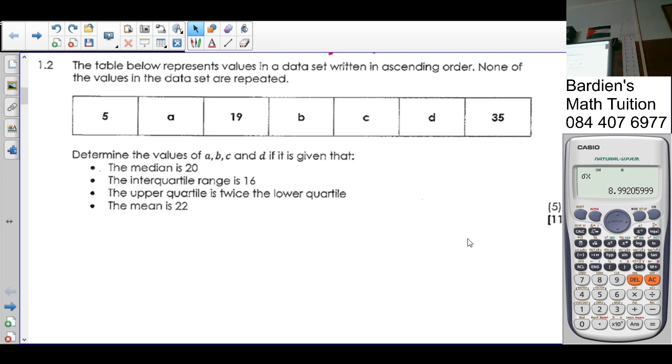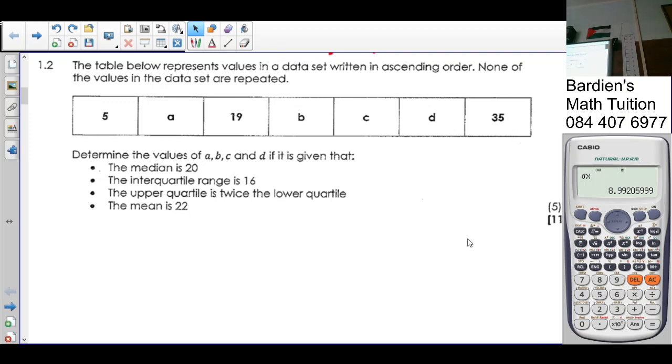In 1.2, the question says the table below represents values in a data set written in ascending order. What does ascending order mean? Smallest to biggest. Okay, ascending order. None of the values in the data set are repeated, so none of the data set values are the same. Determine the values of A, B, C, and D if it's given that the median is 20.